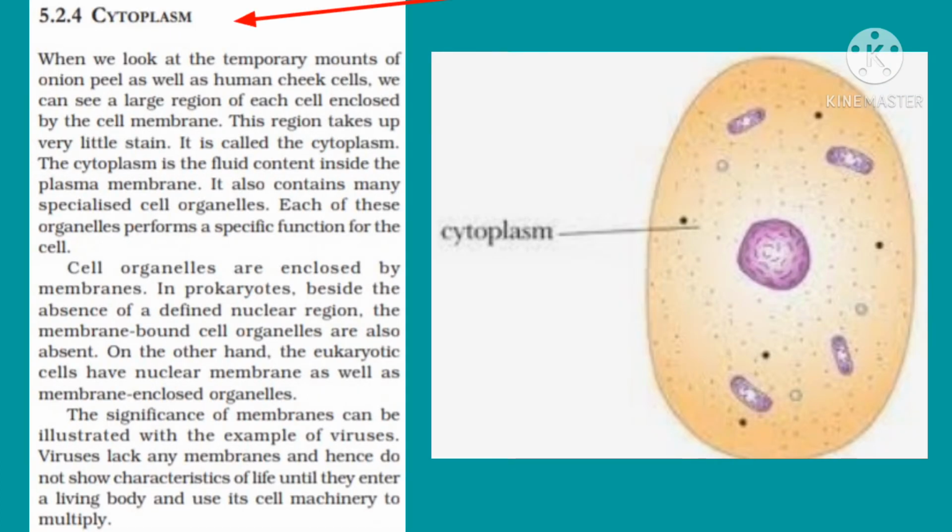Now let us see what is cytoplasm. Cytoplasm is a fluid content which is present inside the cellular membrane and outside the nuclear membrane. In between the cellular membrane and nuclear membrane, this fluid content along with the organelles are present. This is called cytoplasm. Each organelle is enclosed by membrane, but in prokaryotes, these membrane bounded cell organelles are absent.